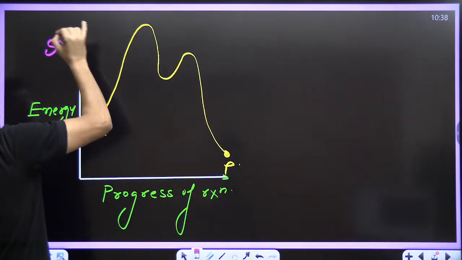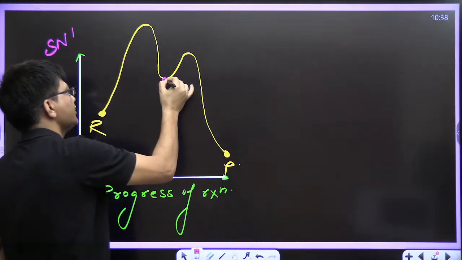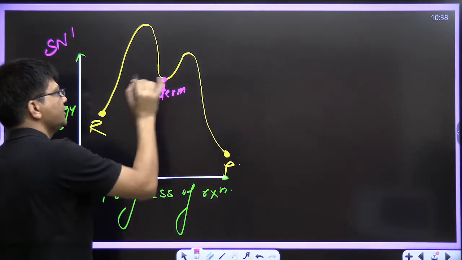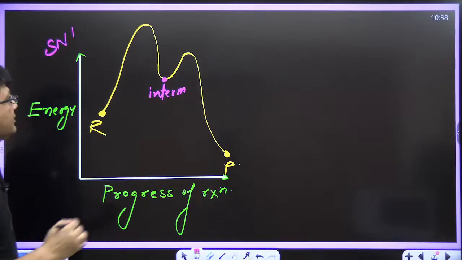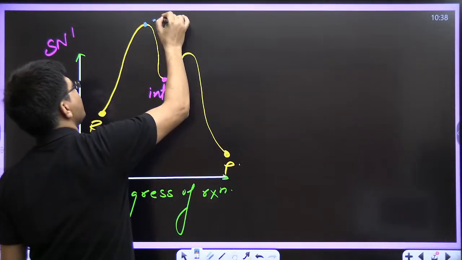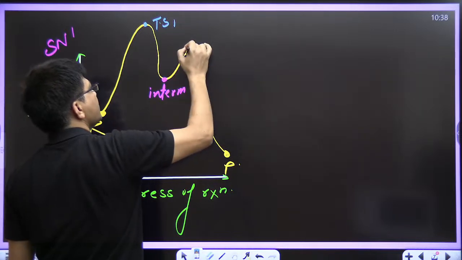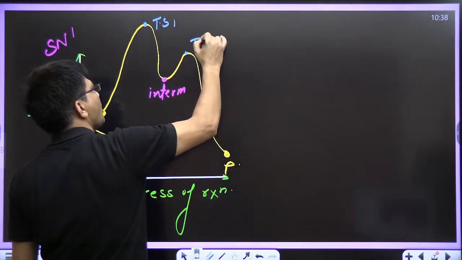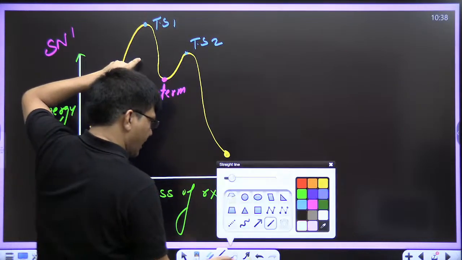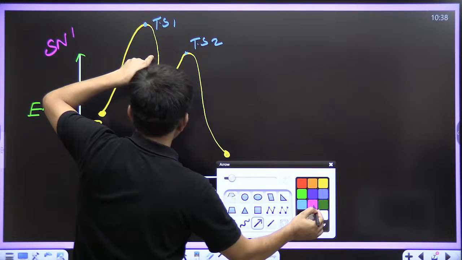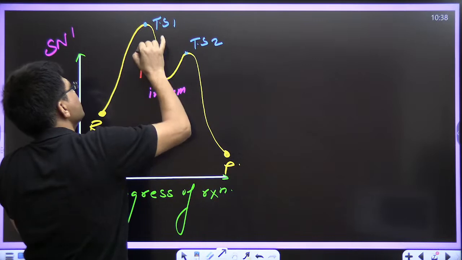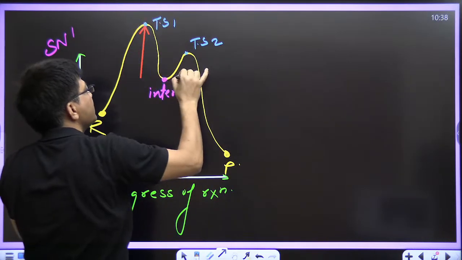Why is it an SN1 reaction? This is the intermediate, kids. Intermediate. Can you see? And these two are transition states. This is transition state number 1 and this is transition state number 2. Now from the graph it is very clear that this activation energy is high. Can you see? This activation energy is more than this activation energy.